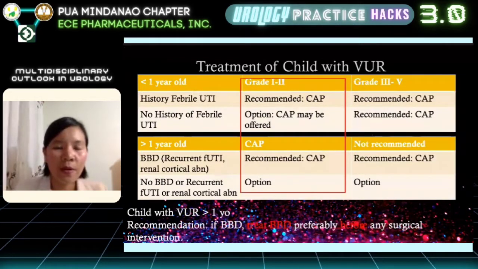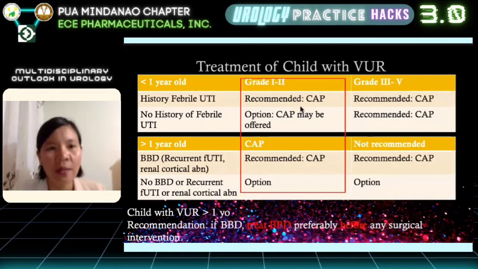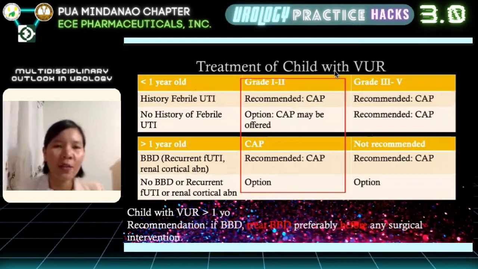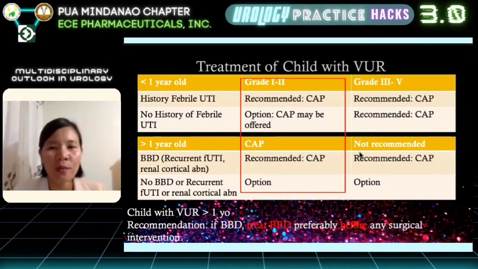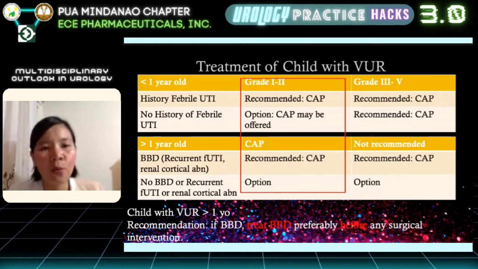So what is the medical management of patients with vesicoureteral reflux? CAP is continuous antibiotic prophylaxis. It is clear that antibiotic prophylaxis may not be needed in all patients with reflux, because trials show that the benefit of continuous antibiotic prophylaxis is none or minimal in patients with low-grade reflux.